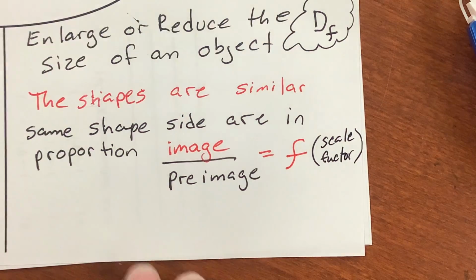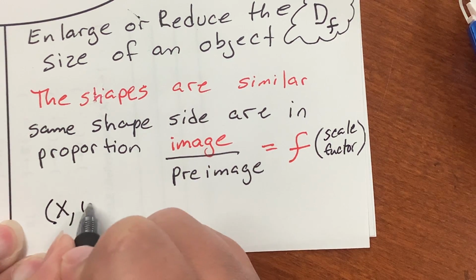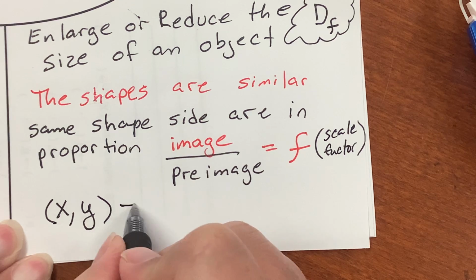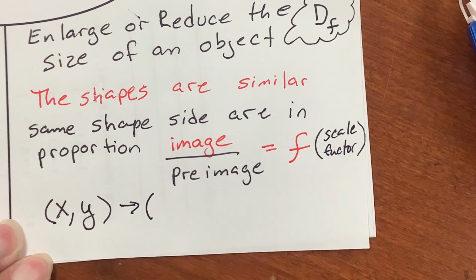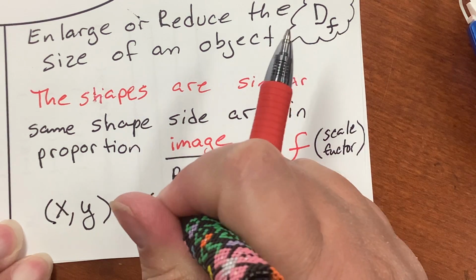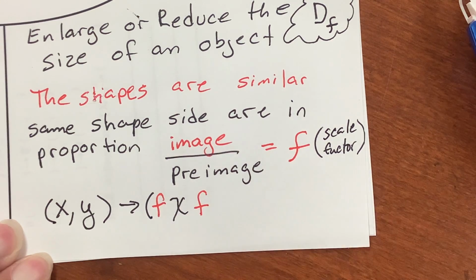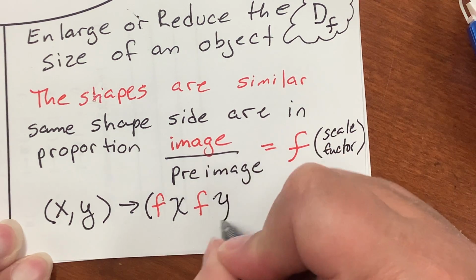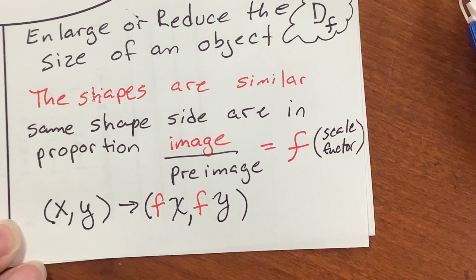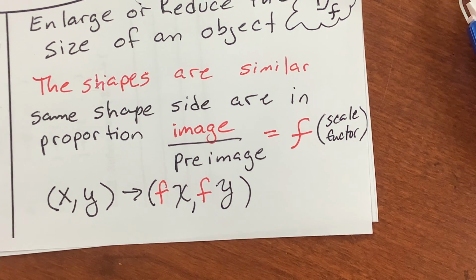And remember, you multiply the scale factor times everything. So if you have x and y, you're going to multiply the scale factor times x and the scale factor times y. If the scale factor is greater than 1, the shape gets bigger. Less than 1, the shape gets smaller. Okay, that is a very brief review of what we did last week.